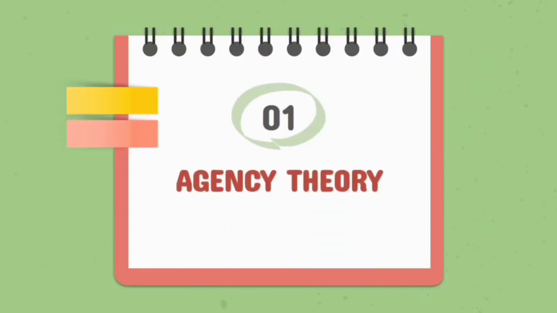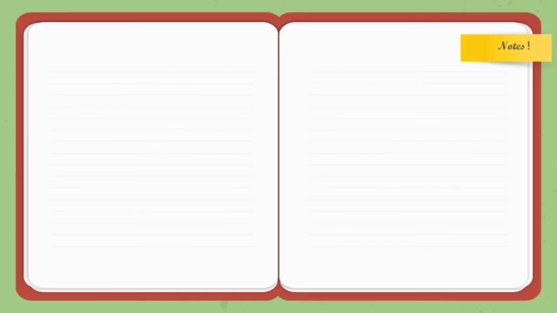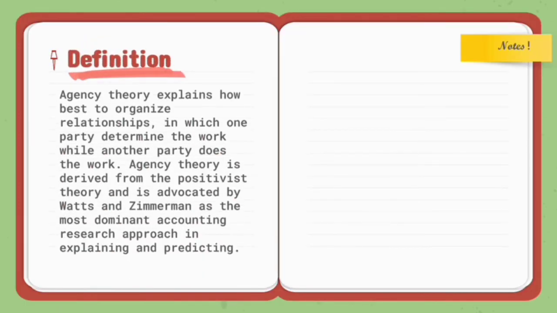Lastly is agency theory. Agency theory explains how best to organize relationships in which one party determines the work while another party does the work. Agency theory is derived from positivist theory and is advocated by Watts and Zimmerman as the most dominant accounting research approach in explaining and predicting.